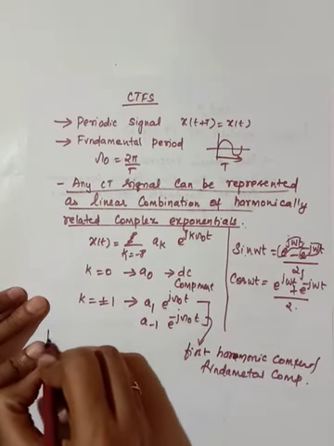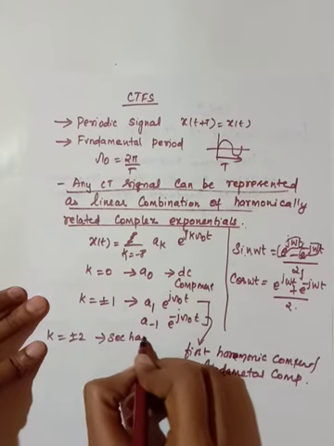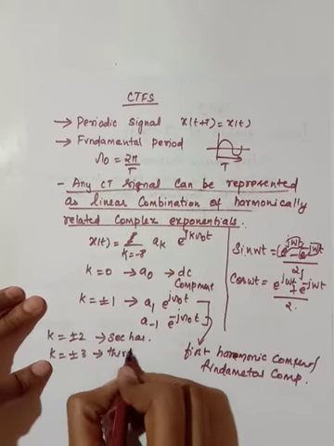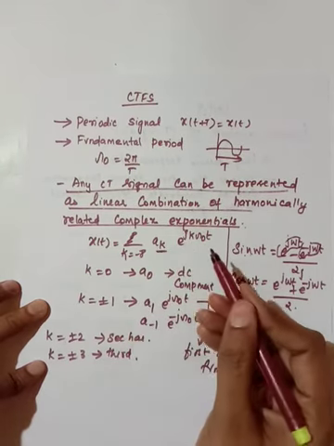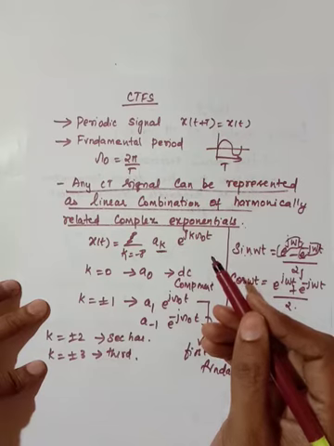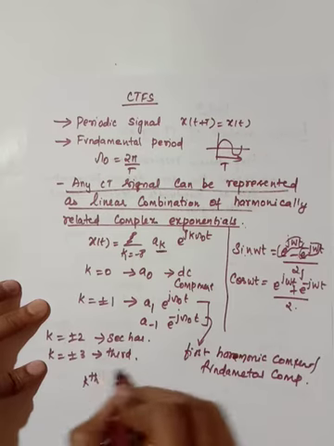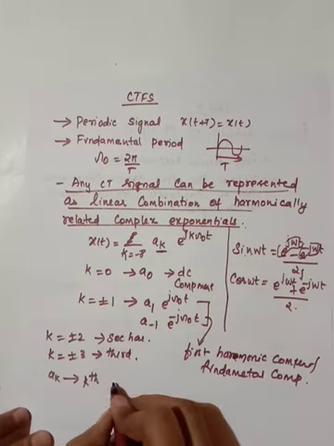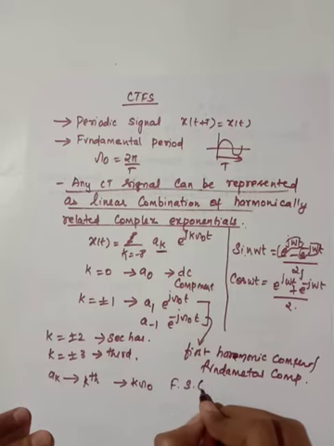Similarly, k equal to plus or minus 2 represents the second harmonics, and k equal to plus or minus 3 represents the third harmonics. Here ak is the weight corresponding to the kth sine wave component of the frequency k omega naught, and it is referred to as the Fourier series coefficient.